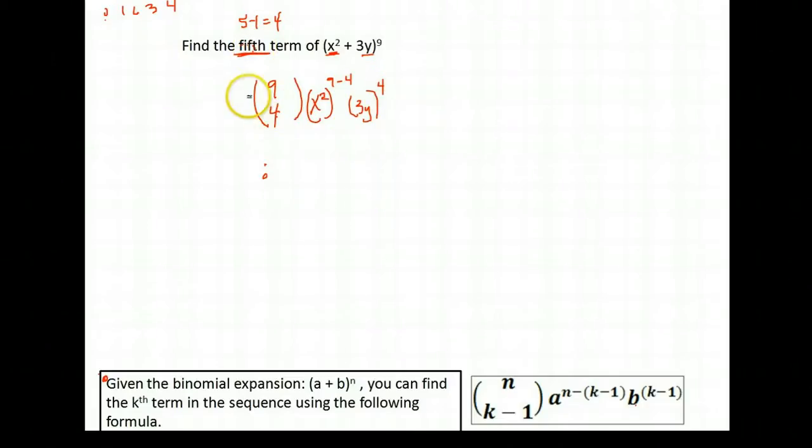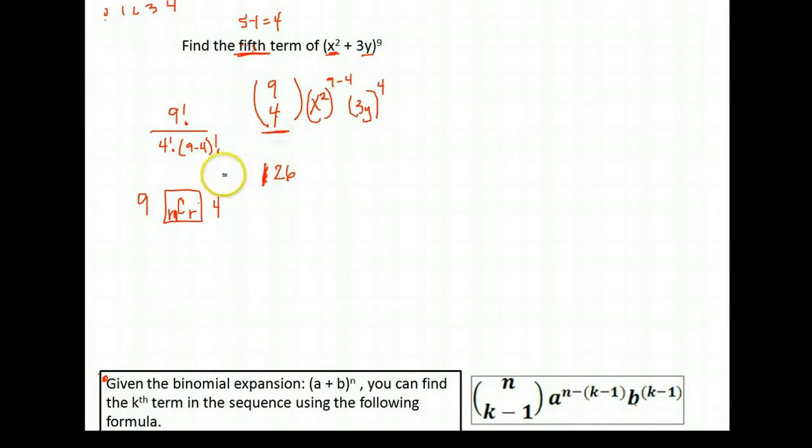Okay, so we calculate this. Now you can calculate this part by hand. Remember that means 9 factorial over 4 factorial times 9 minus 4 factorial. Or you can use the button on your calculator. Again, it's a button that looks something like this. Depending on your calculator, it may look different. This is what mine looks like. Either way, whichever way you do that, you should come out with 126 for that front number here.